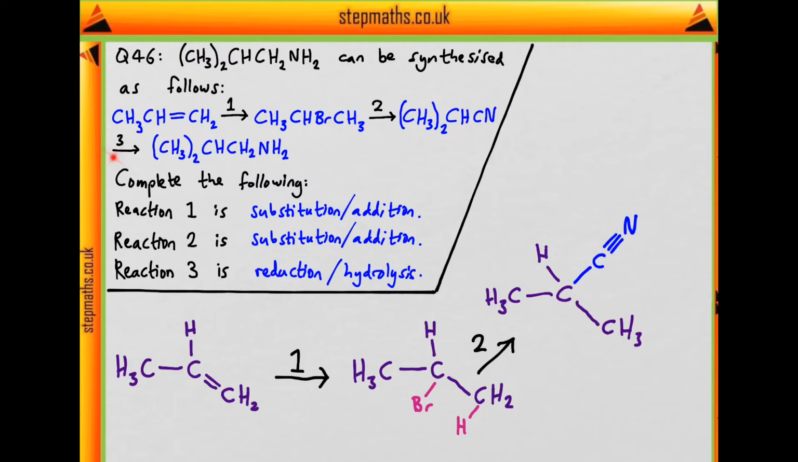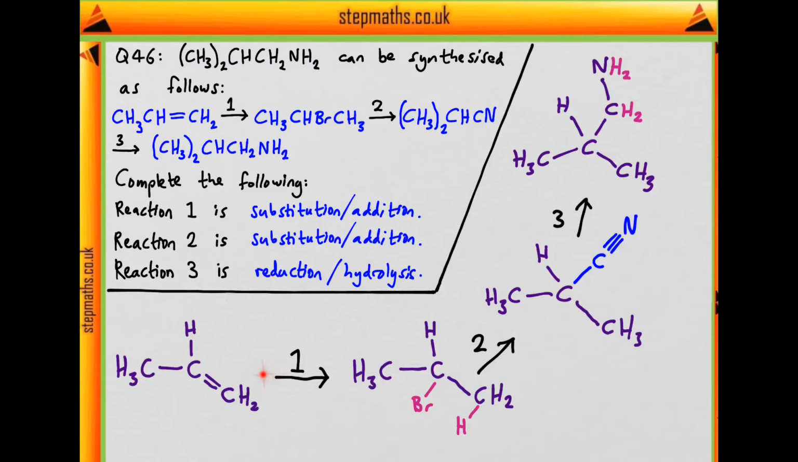Then finally, reaction 3, what is happening? So we've still got this (CH3)2CH central motif, but you can see that our CN has become a CH2NH2. So we put 2 hydrogens on each of these atoms. So now it should be a lot easier to class these reactions as whatever they are.